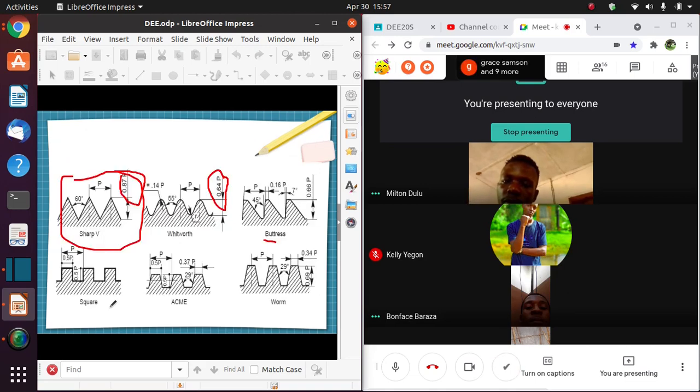Now, what we have seen in the previous two videos is using tools, machines, to make internal threads, external threads. Now, we can also make internal threads by using hand tools. We have tools known as taps, we have tools known as dies that we use to make internal threads.